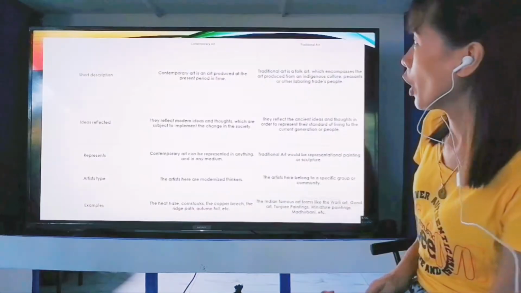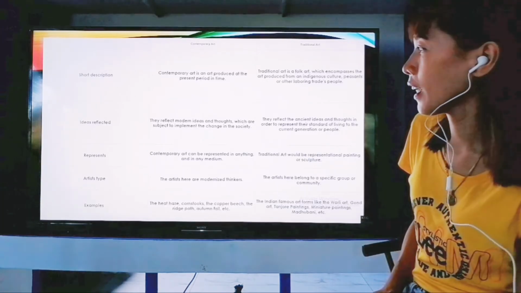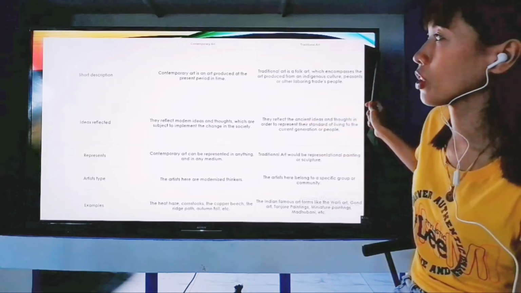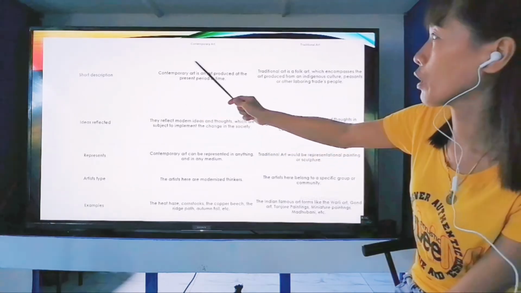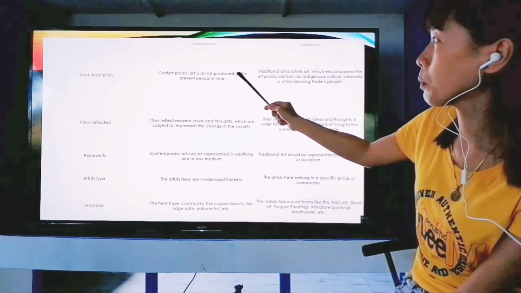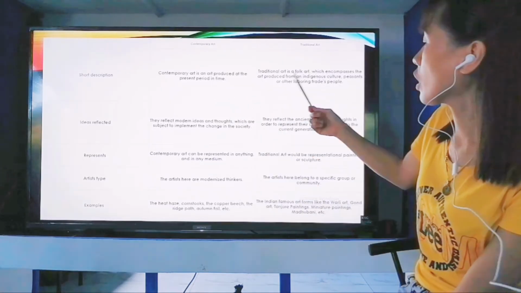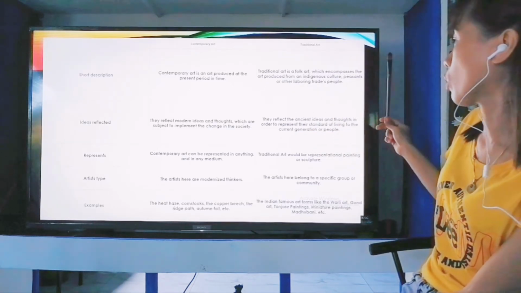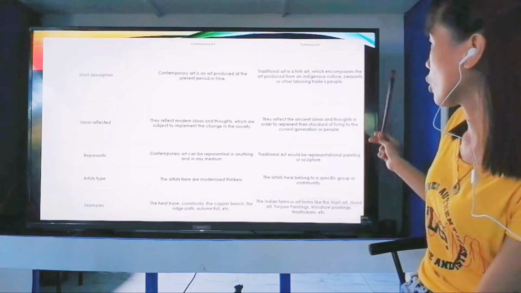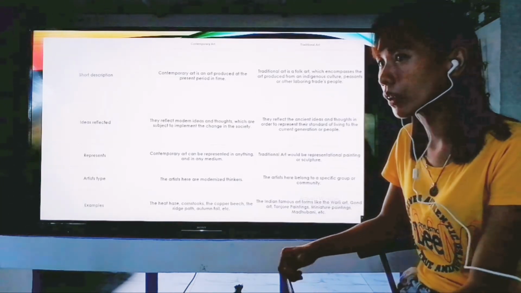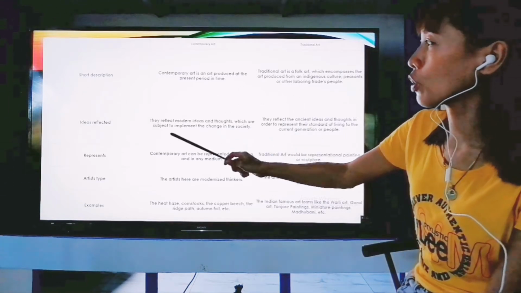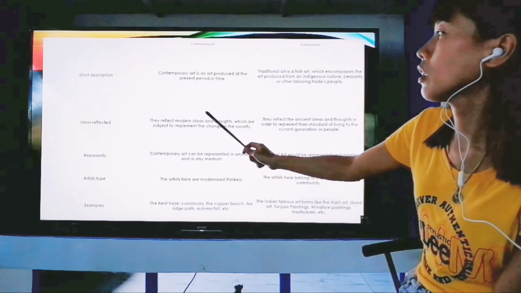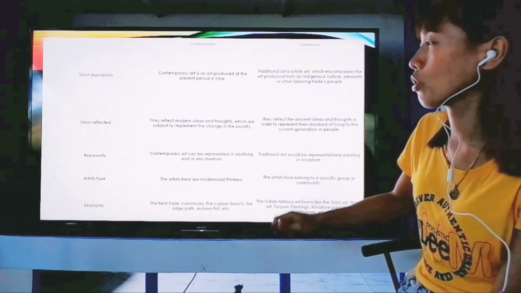Okay, next. This is a chart which shows the differences between contemporary art and traditional art. Contemporary art is an art produced at the present period of time. Traditional art is a folk art which encompasses the art produced from an indigenous culture, peasants, or other laboring tradespeople. And contemporary art reflects modern ideas and thoughts which are subject to implement the change in the society.